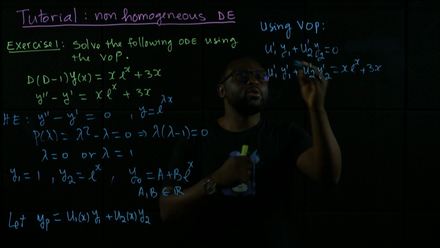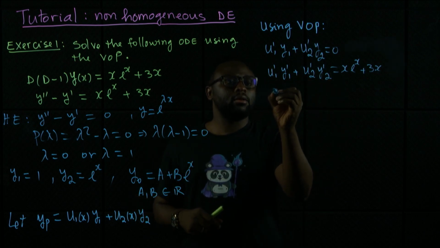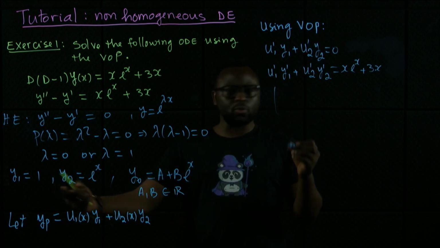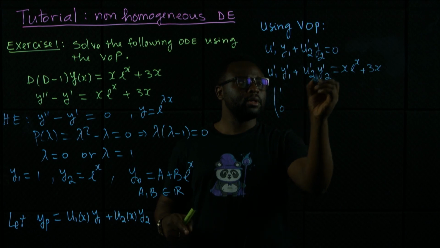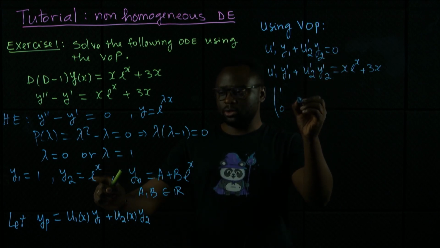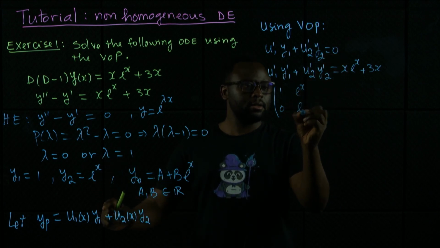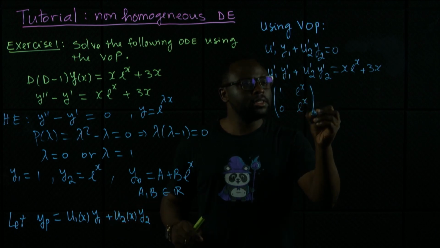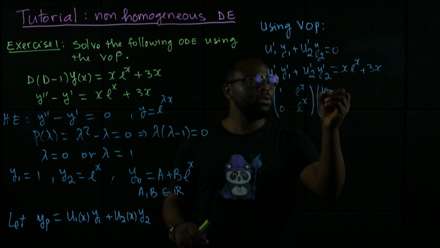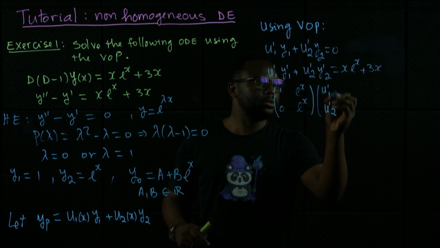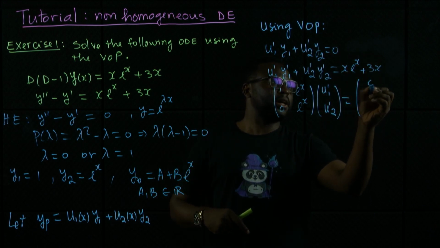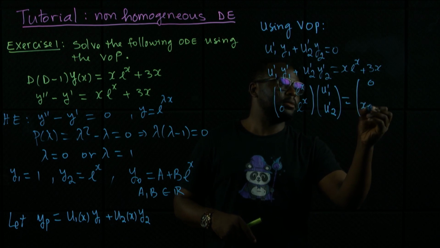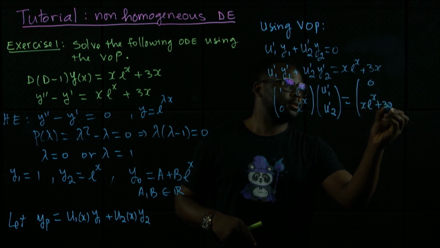All right, the matrix form of this is: y1 here is 1, and its derivative is 0. Here y2 is e to the power x, and its derivative is e to the power x. All this multiplies u1 prime and u2 prime. This is equal to the right-hand side, which is 0 and x times e to the power x plus 3x.